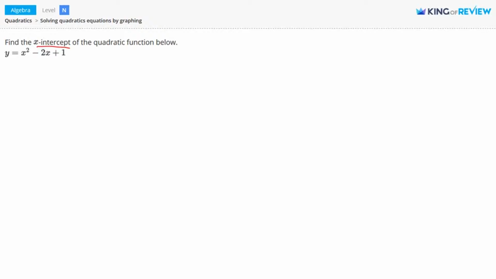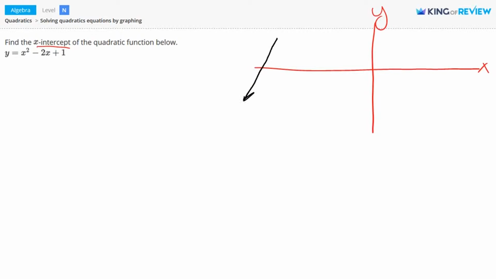Let's think about this. If we have a coordinate plane here, here's our x-axis and here's our y-axis, and let's say we're plotting a line. If we plot a line, let's say it looks something like this. X-intercept, where does it cross the x-axis? Well, that's right here at this point.